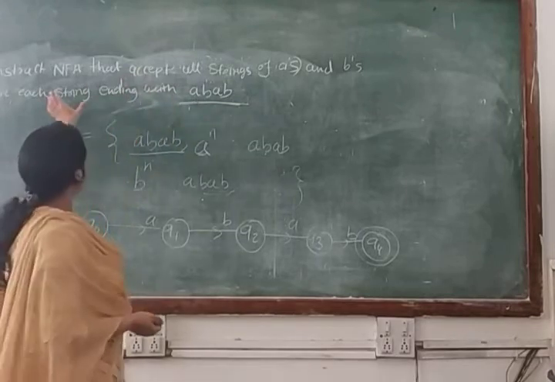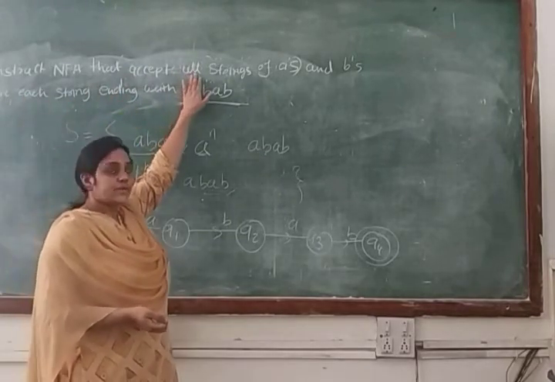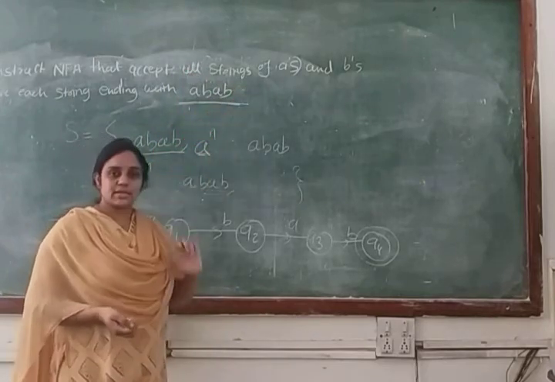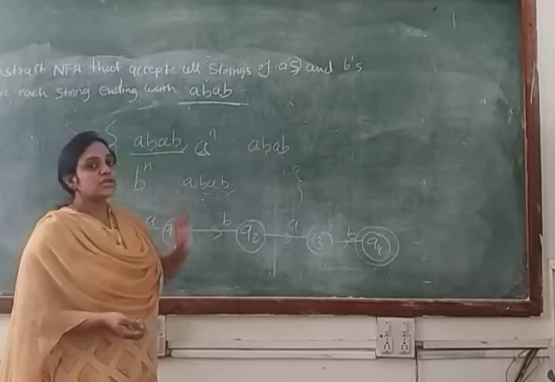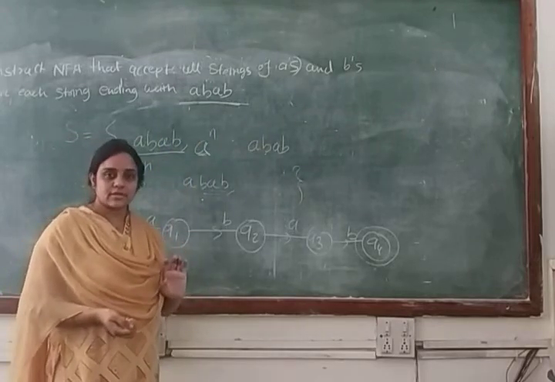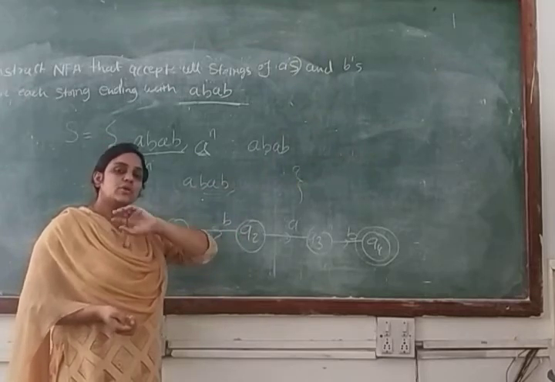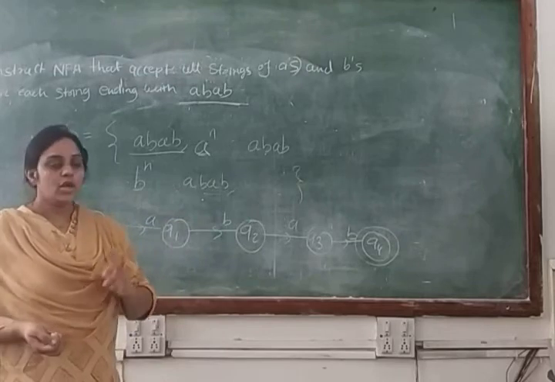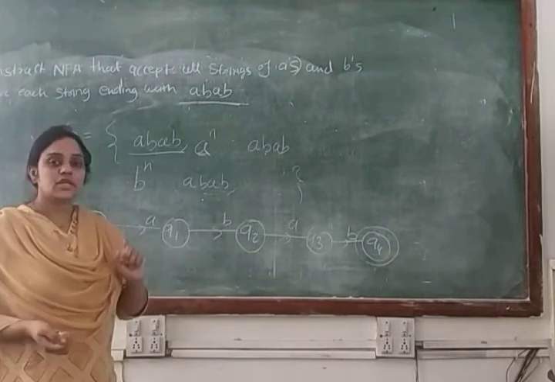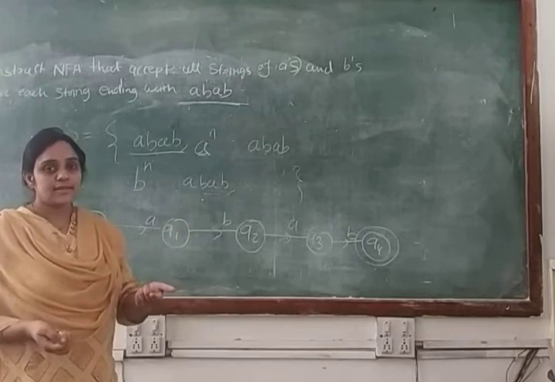But what is the question? You can see, construct an NFA that accepts all strings of A's and B's. Means this is the infinite length language, and this is the minimum condition of your language. Means your string should be ending with ABAB. But your machine should accept all the strings of A's and B's where each string ends with ABAB. So that's why we are making the machine for the smallest length string. After that we will convert that machine for the infinite length language.